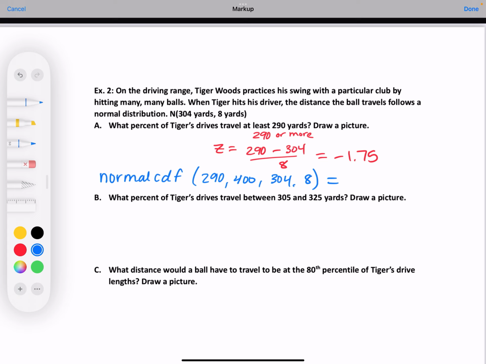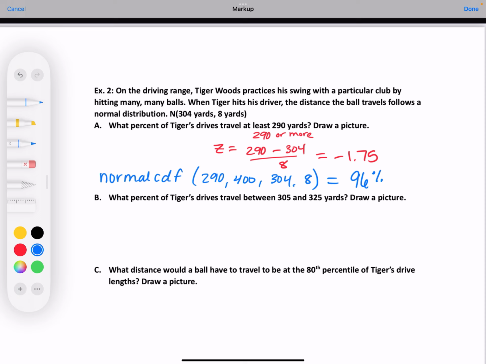So then what percent did we get? 96%. So if you did the table, you would be in the one that's the negative 1.7, and then you would be in the other one that's the 0.05, and then you would have gotten something around 96%, give or take a little bit.